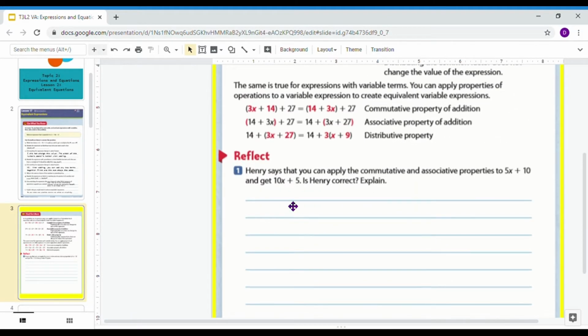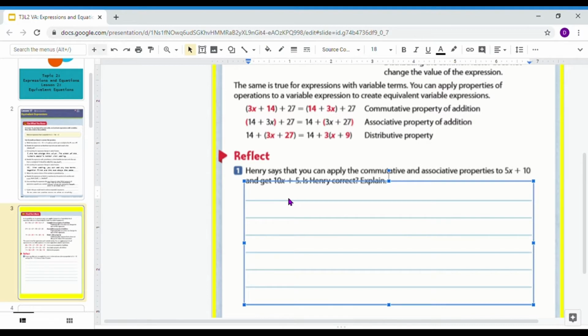So let's reflect. Henry says that you can apply the commutative associative properties to 5x plus 10 and get 10x plus 5. Is he right? No way. Henry, you got it all backwards. So 5x and 10 are the terms in the original problem, right? So 5x and 10 are the original terms.